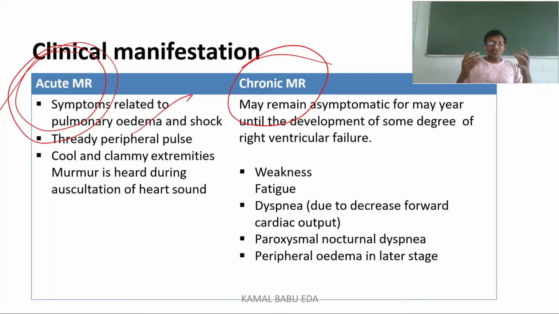They will stay for at least 1 year before the development, meaning before the right ventricle failure develops. They remain asymptomatic even for 1 year also.